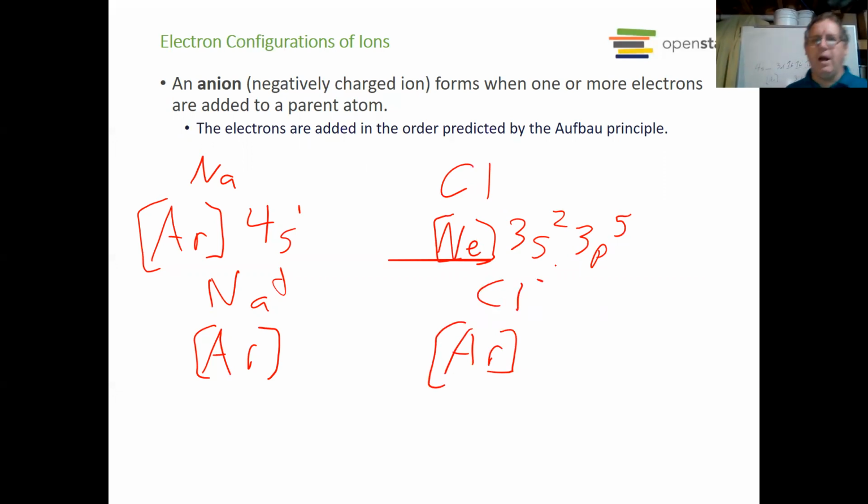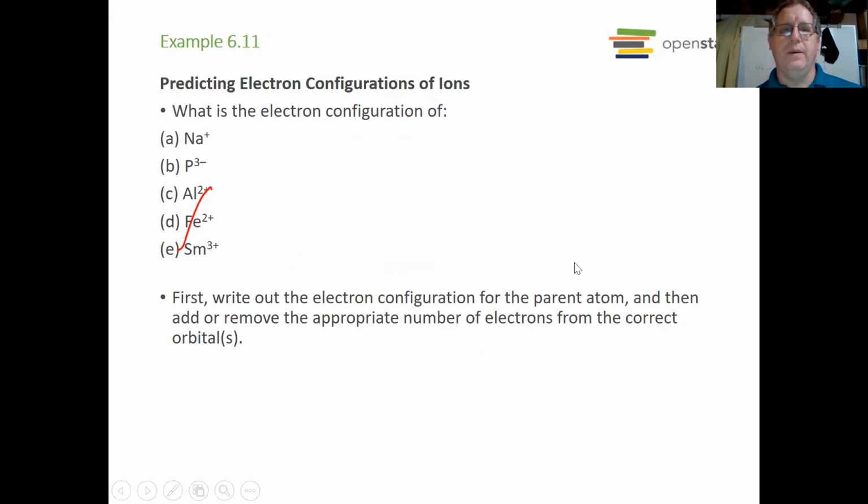Both the sodium ion and the chloride ion have the same electron configuration. We say these are isoelectronic. I could determine the electron configuration of each of these. That might be a good time for you to stop and practice doing each of these.